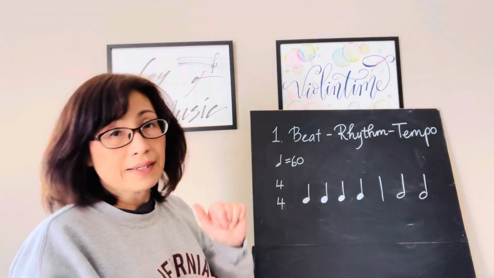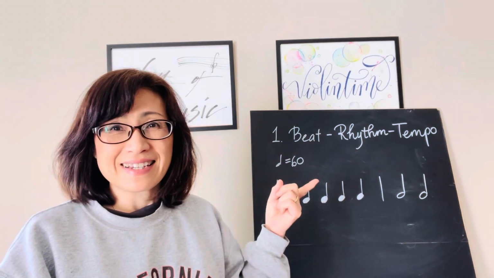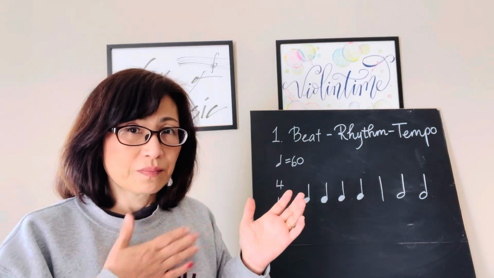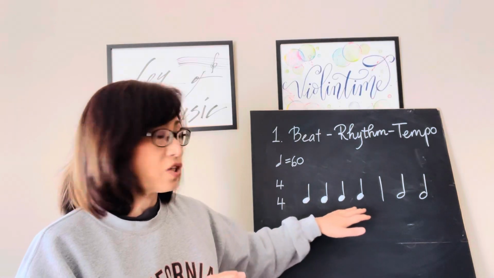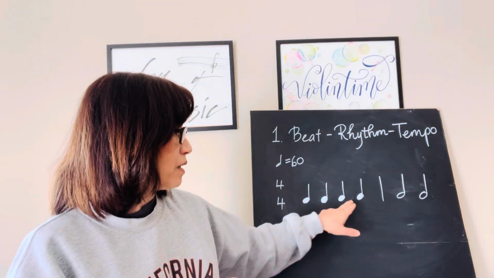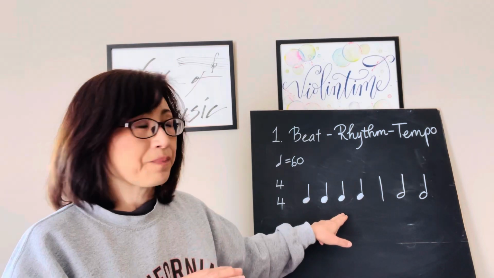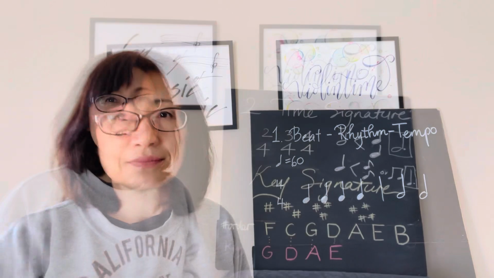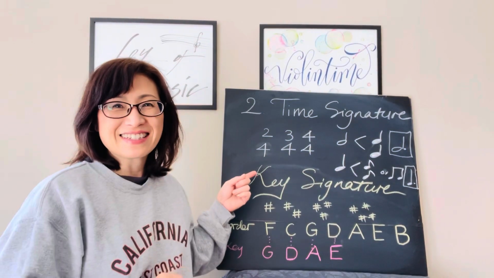That's the tempo marking. So basically what you remember is beat is the not-changing pulse. Rhythm is just the pattern. It could be using crotchet or minim or quaver. Tempo is how fast the music is. Okay, now we're going to cover time signature and key signature.